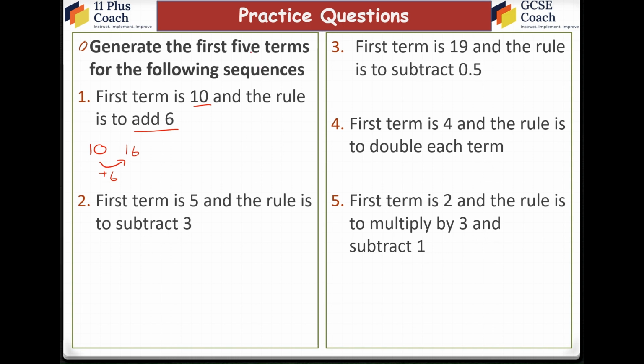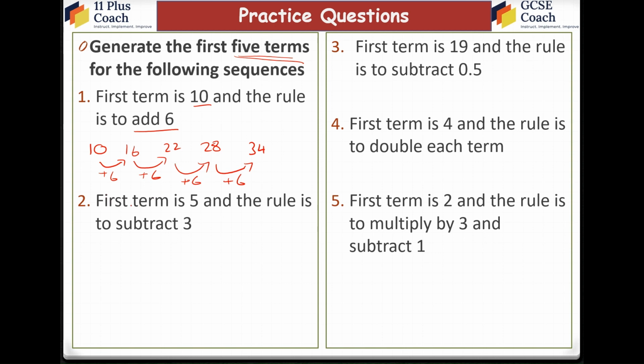Remember, I'm finding the first 5 terms in these sequences. So I only need to find 5. I found 2 already. To get to the next term, I add 6 again. That'll give me 22. I add 6 one more time. That'll give me 23. Oh, sorry, not 23, it's 28. I'm adding 6, not 1. And then finally add 6 one more time. And that'll give me 34. So these are the first 5 terms of this sequence. Hopefully you got that right.